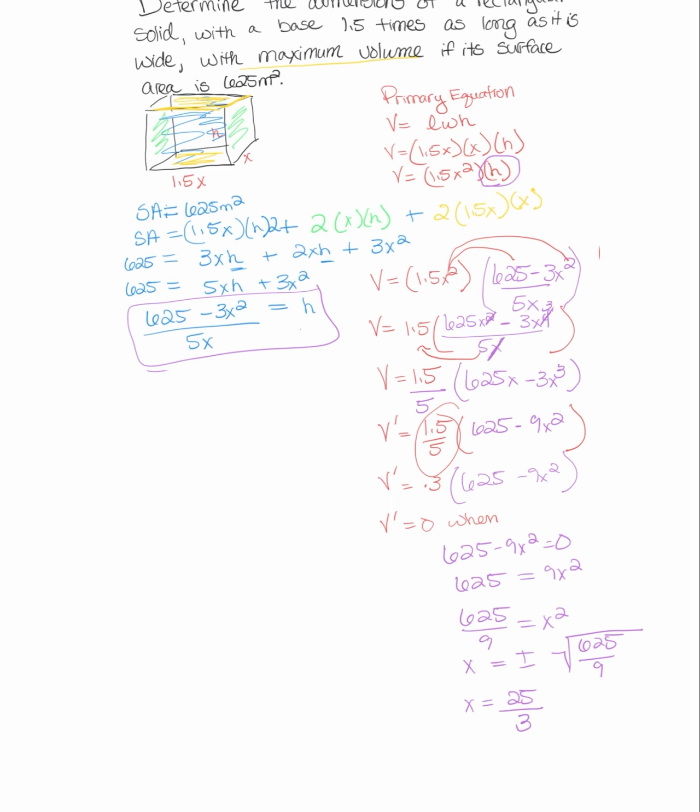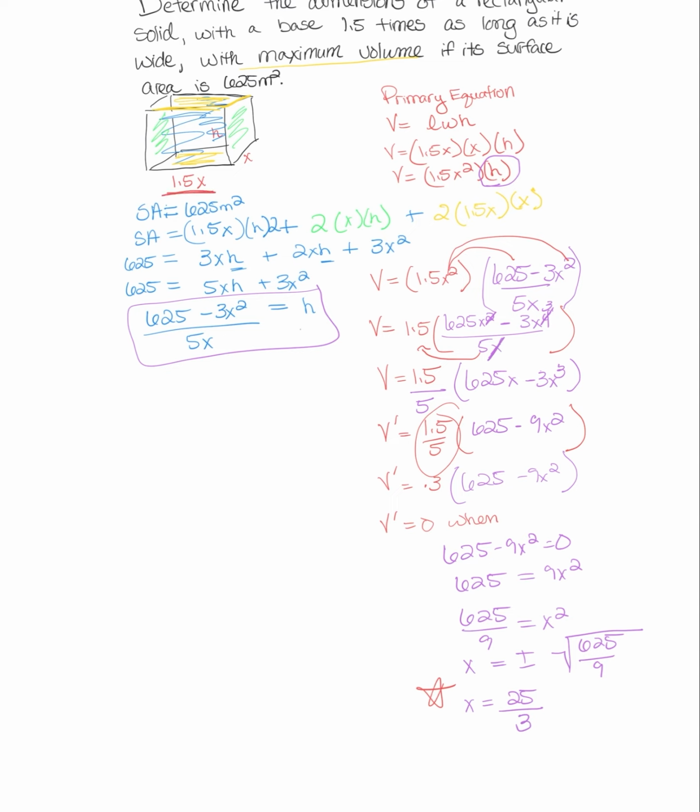So this is one of our dimensions, which let's not circle because that's not technically an answer. It is a dimension though. So we have right here that x equals, we'll just star it, x equals 25 divided by 3. Okay, but now we need to find these other two dimensions.